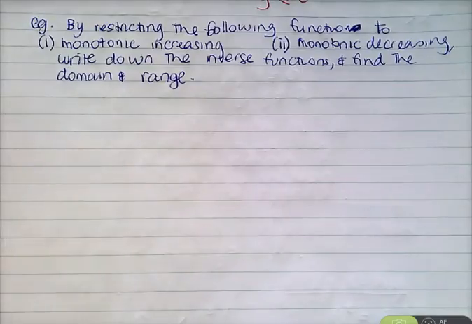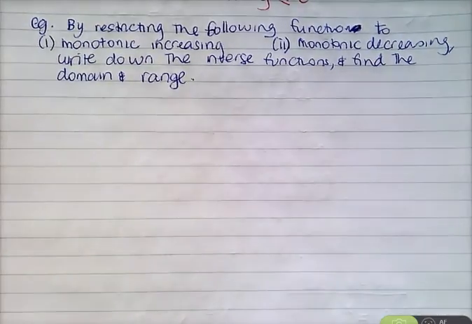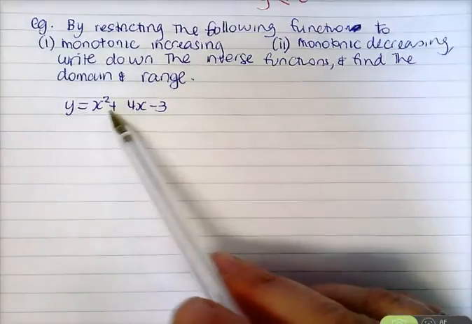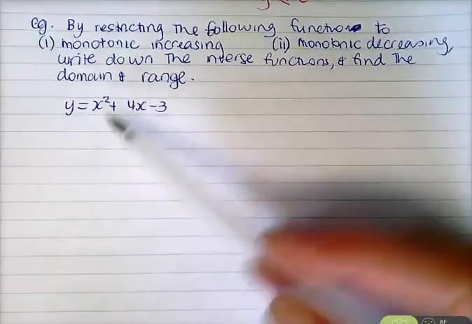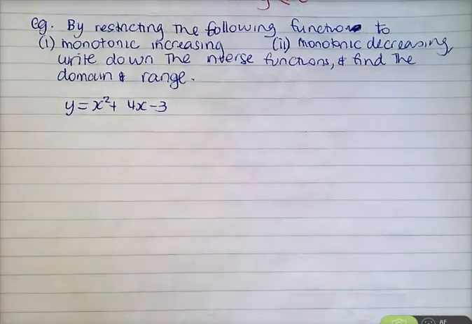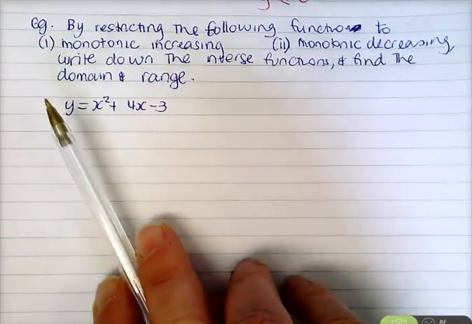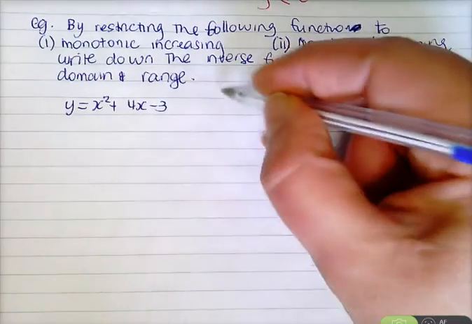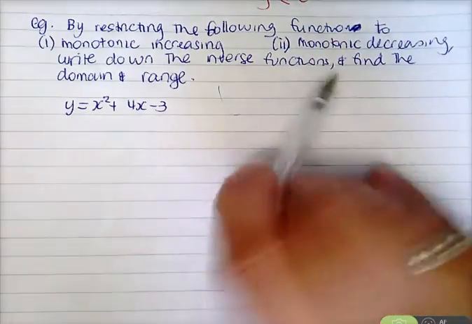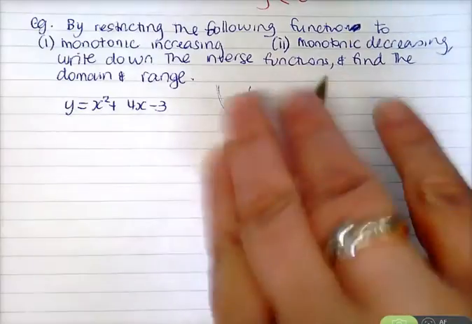Okay, this is a continuation of today's lesson. Just going to do another few examples. Function here, y equals x squared plus 4x minus 3. Now we know that that is a concave up parabola. So we know that it is not a one-to-one function because it's concave up. There will be a decreasing and an increasing part of the curve.